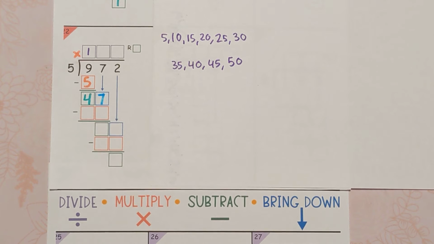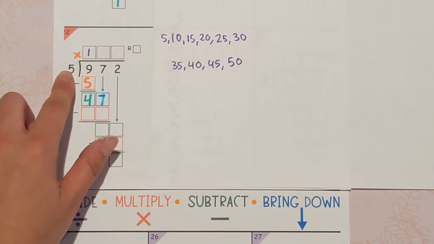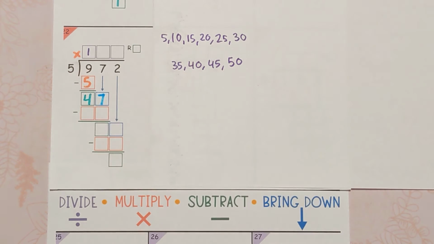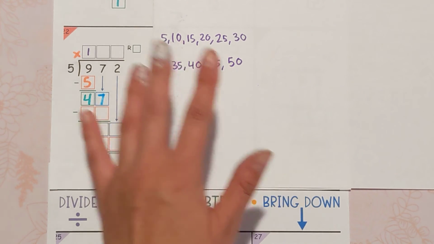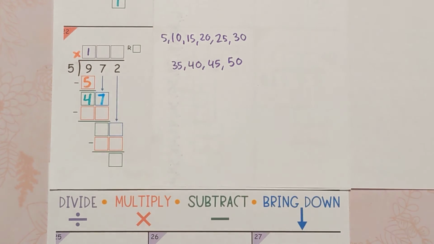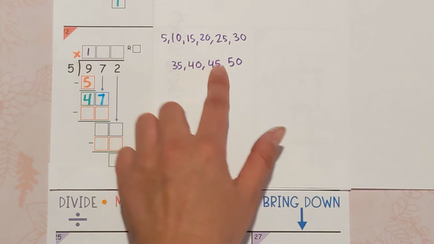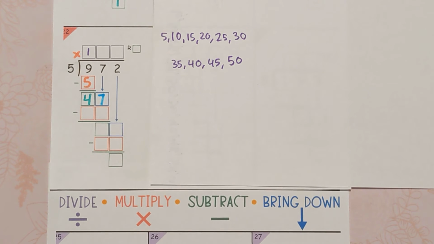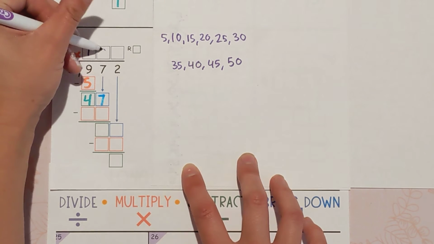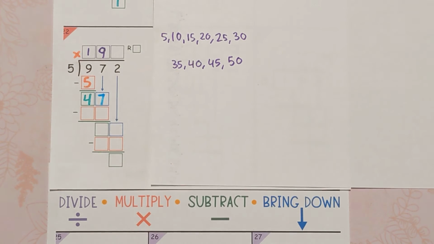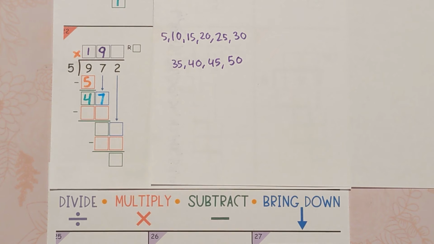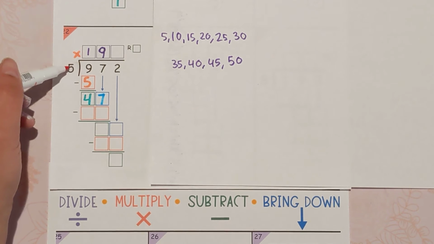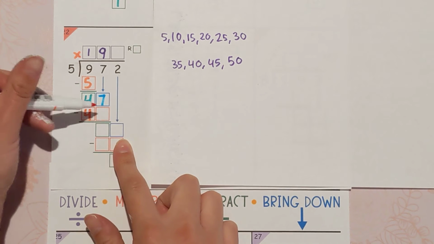All right, our next step is divide. What are we dividing? 47 divided by 5. How many times can 5 go into 47? So how close can it get without going over? You can get this far, and that is 9 times. Where are you going to put the 9? Right here. All right, think about what our next step is. We're going to do 9 times 5, which is 45.